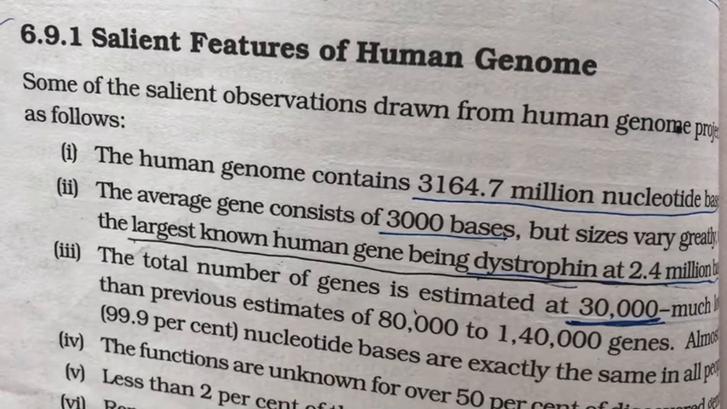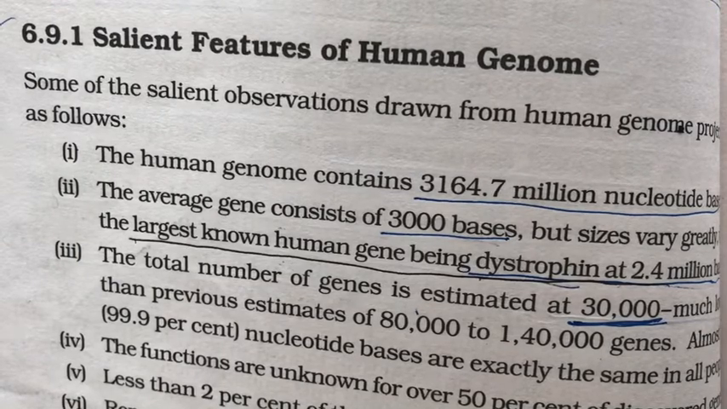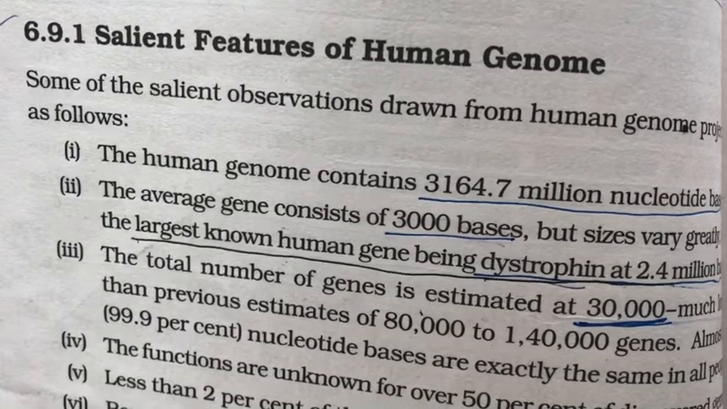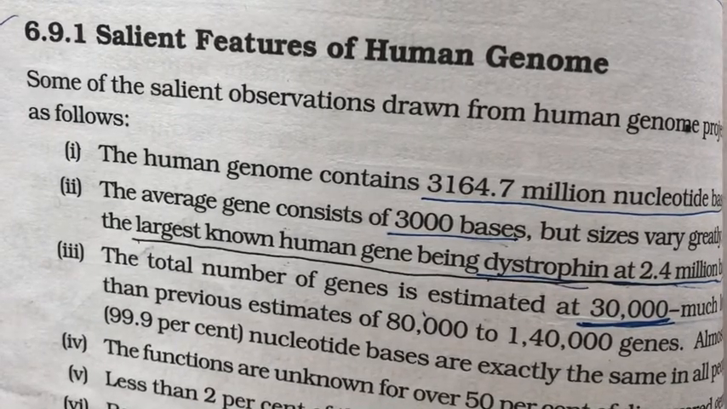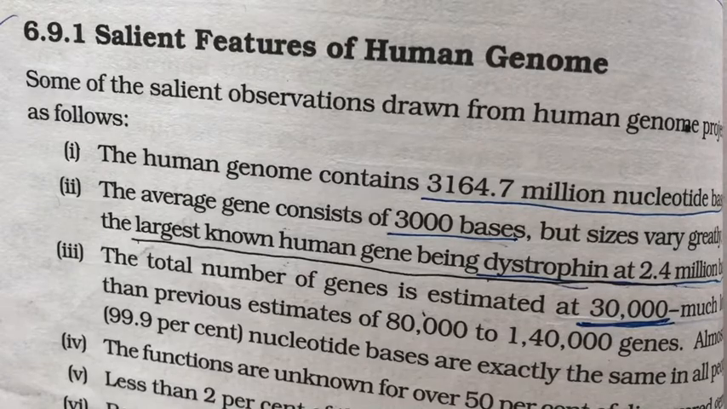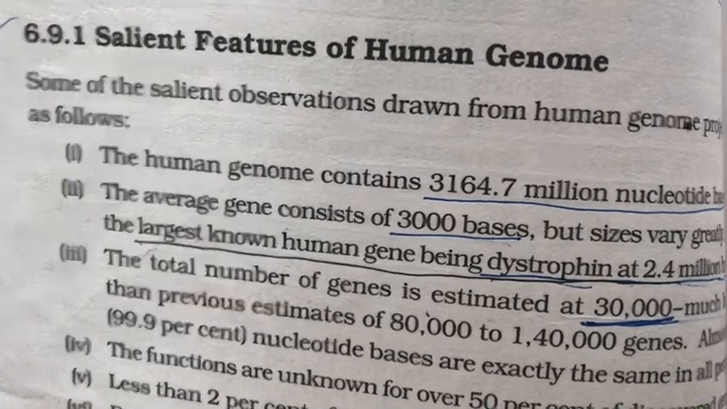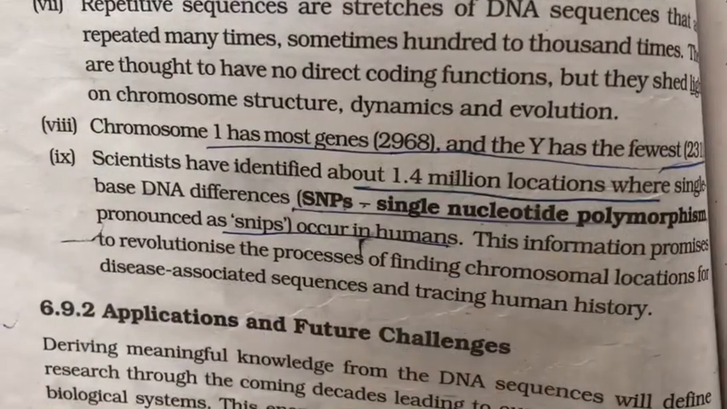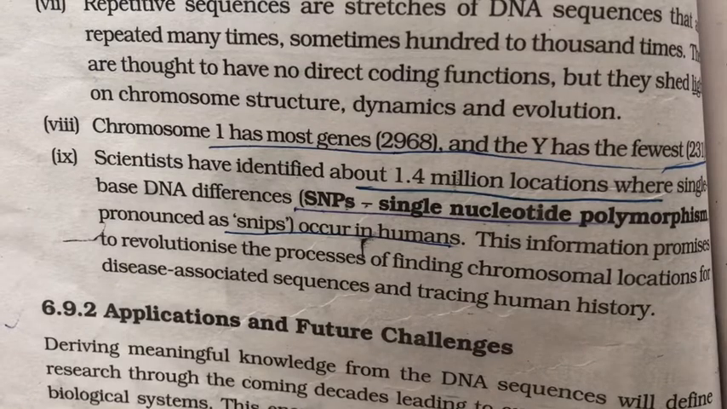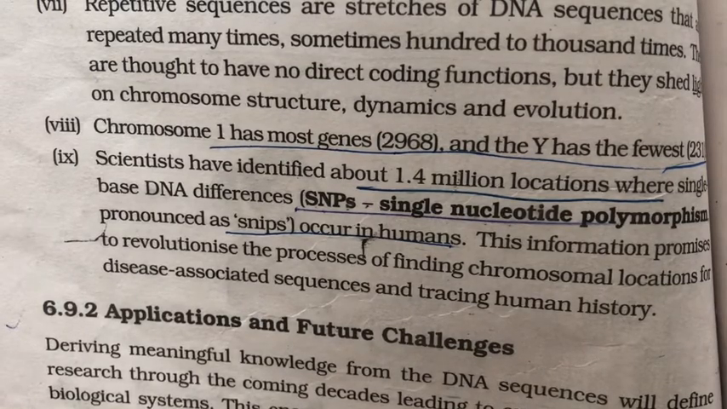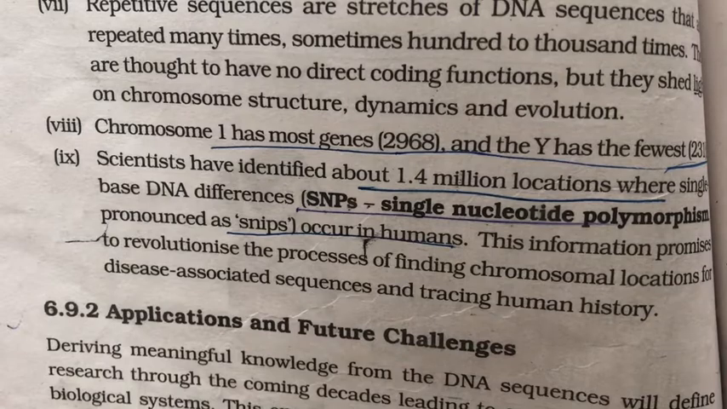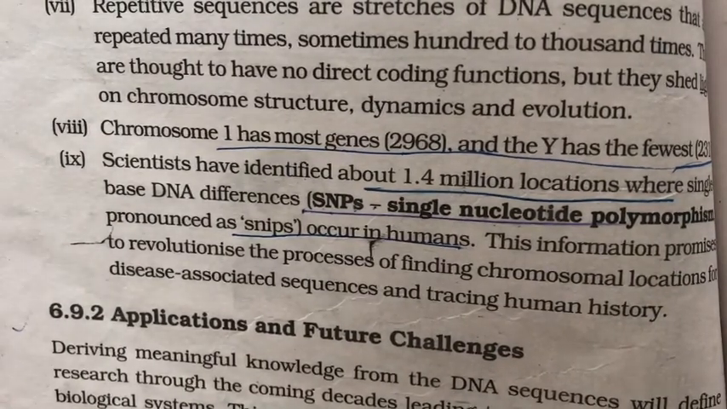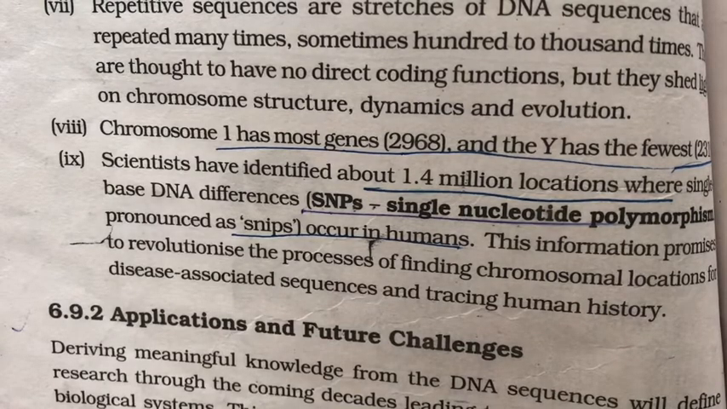The total number of genes was around 30,000, but it was expected to be somewhere around 1.5 lakh. Almost 99.9% of the nucleotide bases were exactly the same in all human beings. The functions of more than 50% of the genes are still not known. Then there are repeated sequences, which are stretches of DNA sequences repeated many times, and they do not have any direct coding functions. Chromosome 1 has the maximum genes, 2968, and the Y has the fewest, 231.